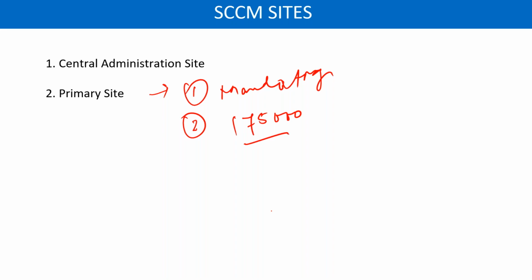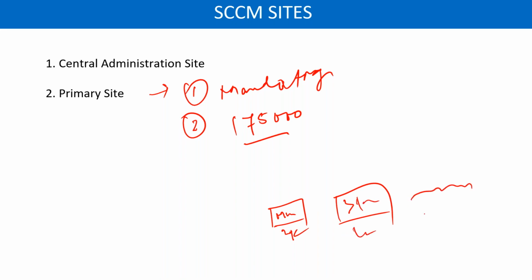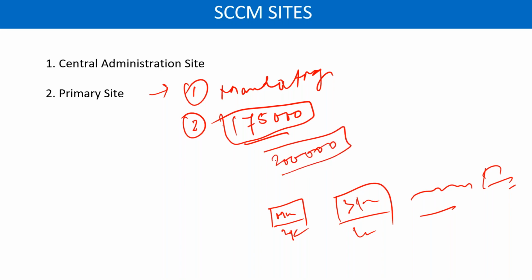Maybe you have some devices in, let's say, Mumbai: 2,000 devices in Mumbai, another 3,000 devices in London, some devices in Paris, some devices in Mexico. The total number of devices a primary site can manage is 175,000. Got it? Now, who can tell me what you would do if you have more than this number? Let's say you have 200,000 devices, then what will you do?